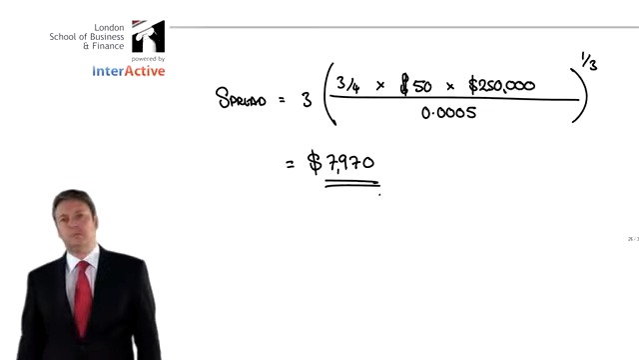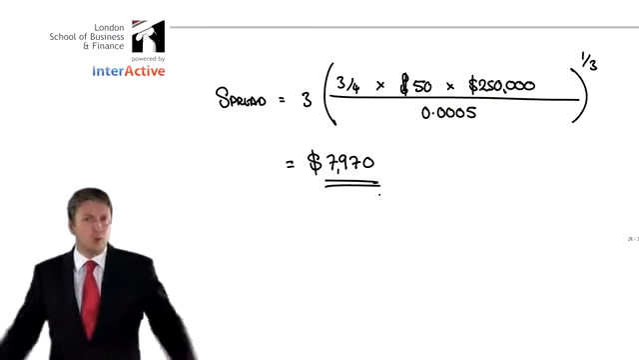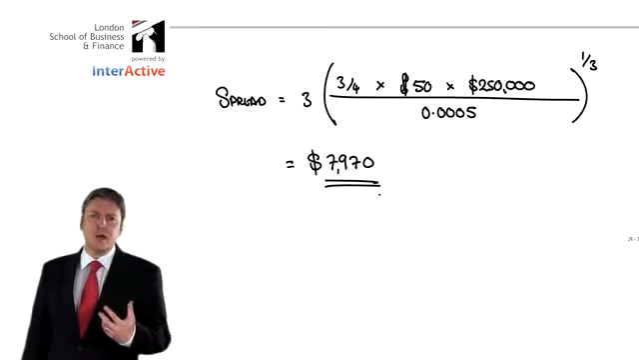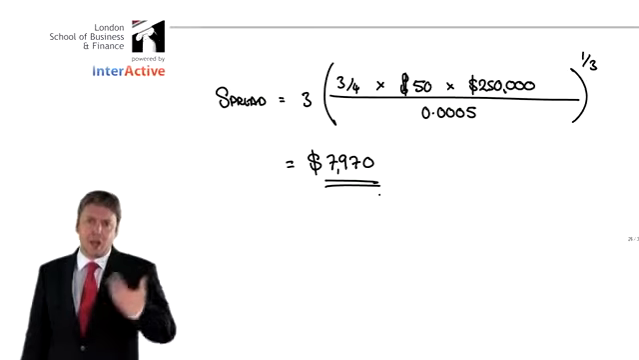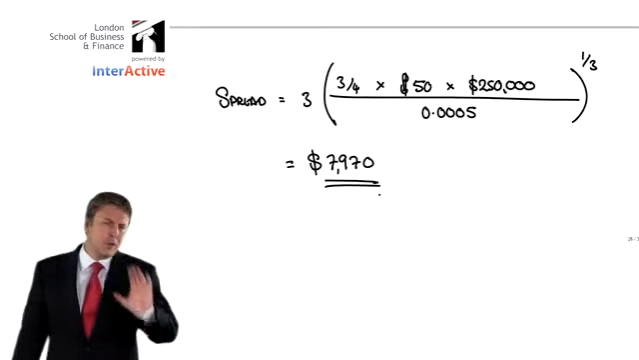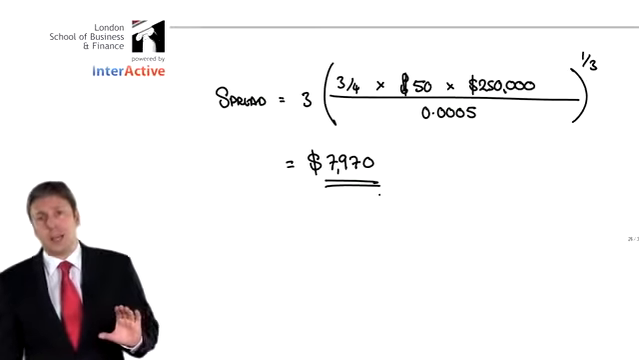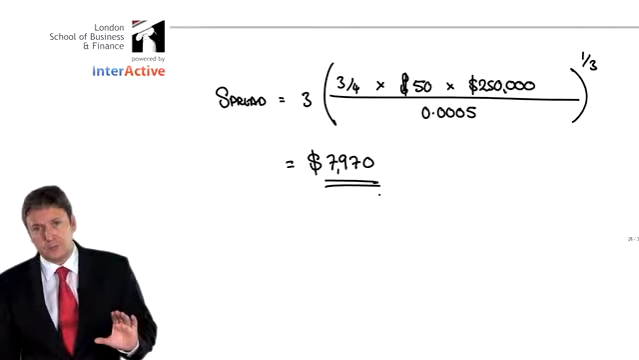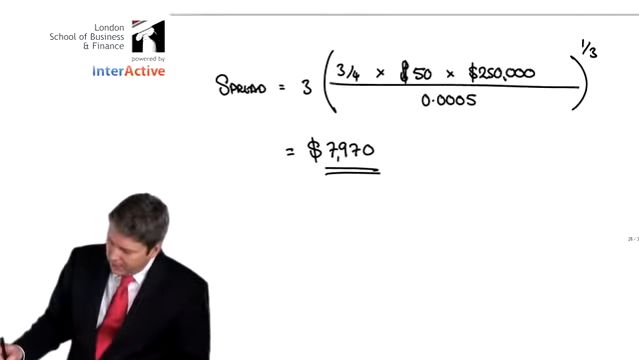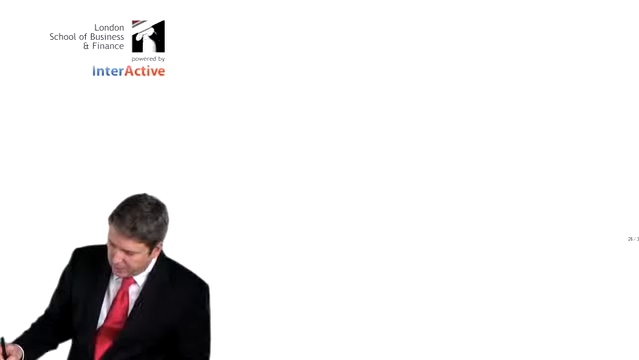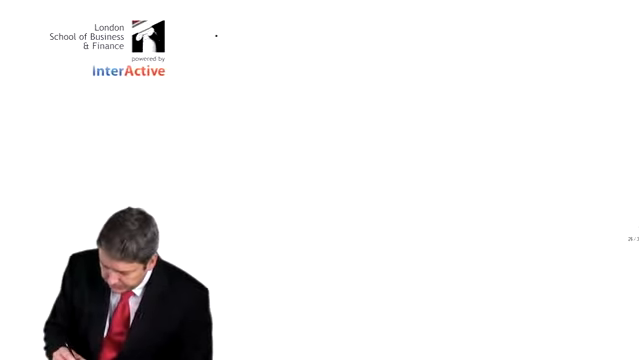$7,970. Now, that's all well and good. That is the range over which we allow the cash flow to move without us taking any control action. But of course, given that we have the spread, we would expect to do a few other things.